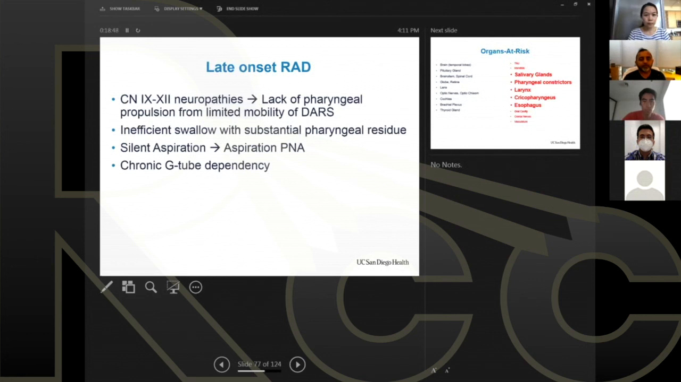And what you see when patients have these cranial neuropathies is really the lack of pharyngeal propulsion, because of scarring of these swallowing structures. And so what happens is patients are just not able to swallow everything. So there is a substantial residue of food in your mouth, or really in your supraglottic larynx area, which leads to silent aspiration, and these patients get aspiration pneumonias. And we all know that aspiration pneumonia certainly is a cause of significant morbidity and unrecognized mortality in long-term survivors of head and neck cancer.